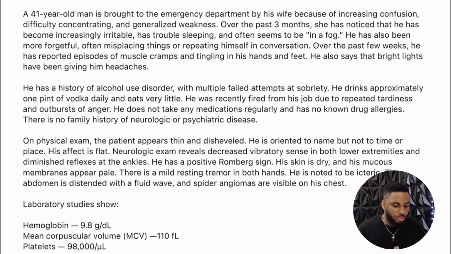A 41-year-old man is brought to the emergency department by his wife because of increasing confusion, difficulty concentrating, and generalized weakness. You should pause and come up with an idea of what you think is going on. Over the past 3 months, she has noticed that he has become increasingly irritable, has trouble sleeping, and often seems to be in a fog. He has also been more forgetful, often misplacing things or repeating himself in conversation. Over the past few weeks, he has reported episodes of muscle cramps and tingling in his hands and feet. He also says that bright lights have been giving him headaches.